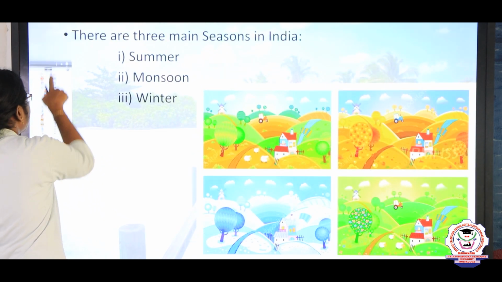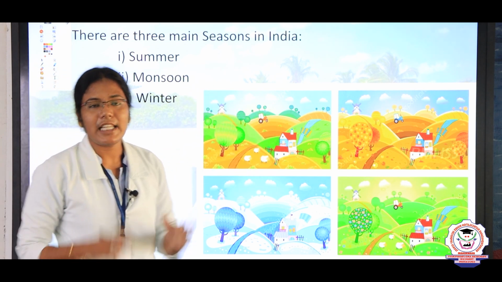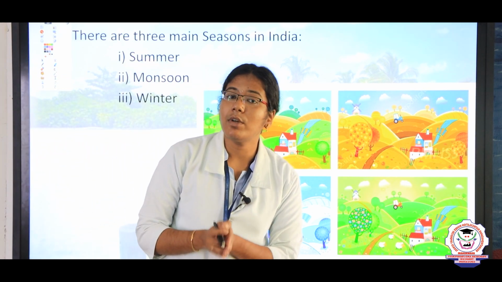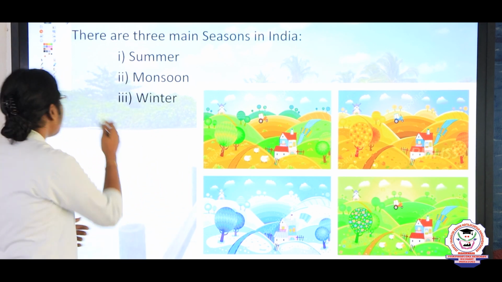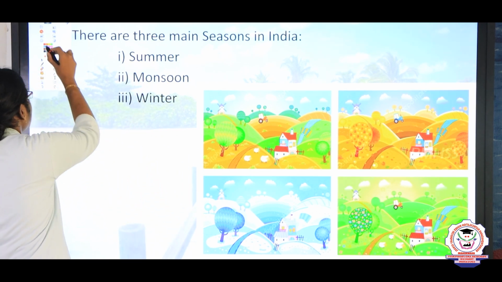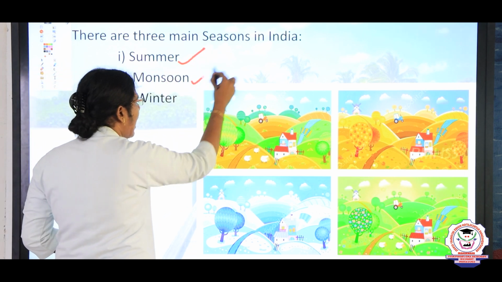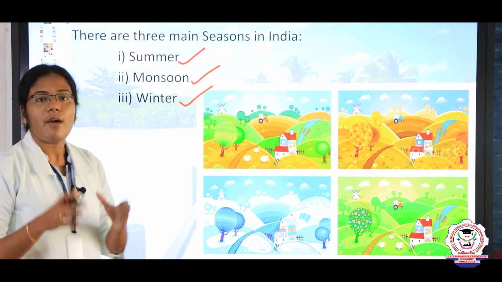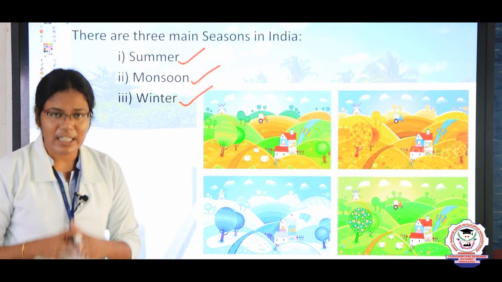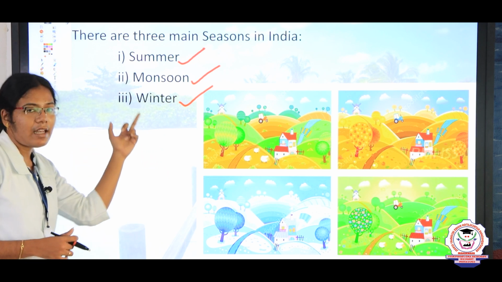There are 3 main seasons in India. So what are the seasons? That is the summer season, monsoon and winter. So in India we have 3 main seasons, that is summer, monsoon and winter.